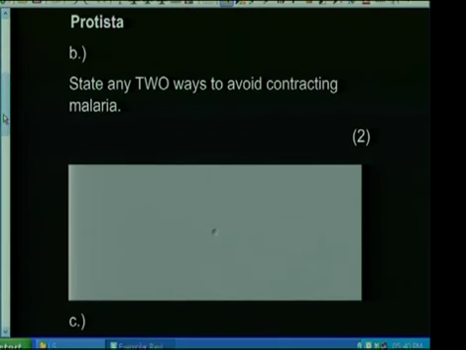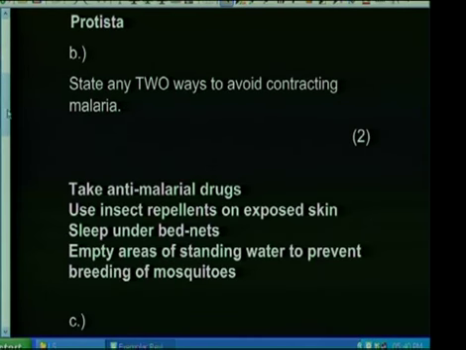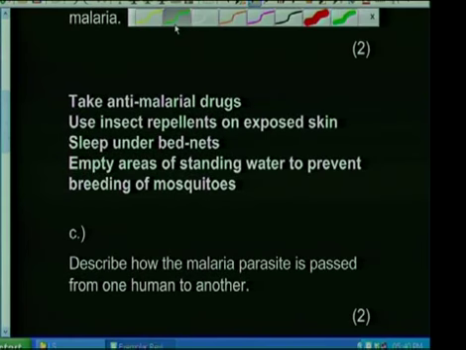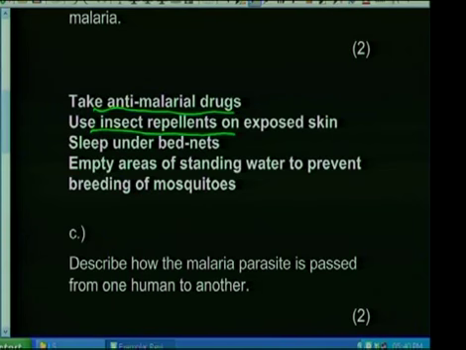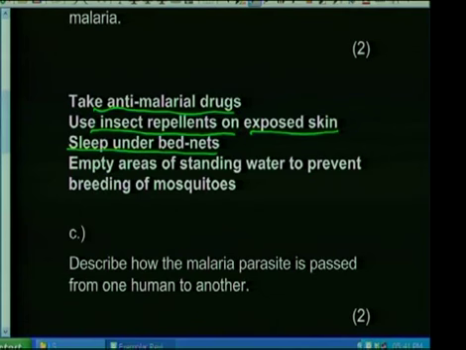State any 2 ways to avoid contracting malaria. One is, if you are going to an area where there is malaria, you take the anti-malarial drugs. There are several available from the pharmacies. Or you can use insect repellents on exposed skin. That means the parts of your body that are exposed, you spray with insect repellent so the mosquitoes don't come near you. Or you sleep under bed nets. If you're living outside, you make sure you sleep under bed nets. Or if you have a house in those areas, then they will put nets so that the mosquitoes do not come in. Those are simple, effective ways of doing that.